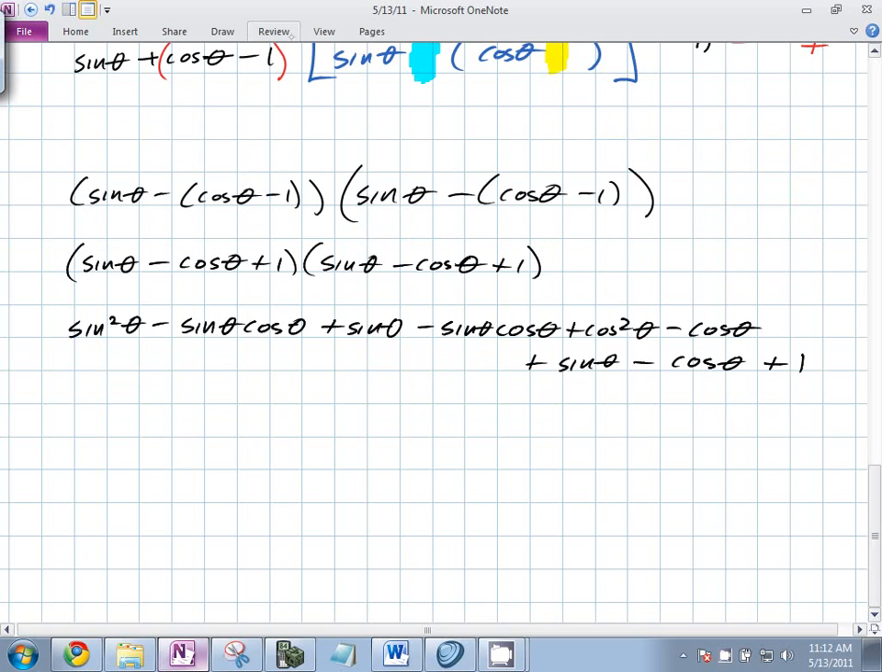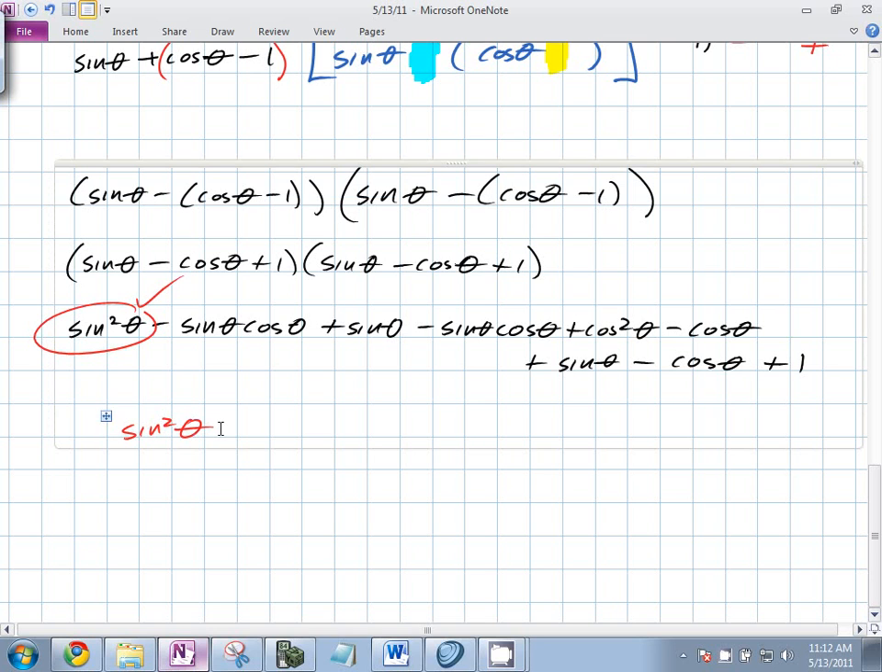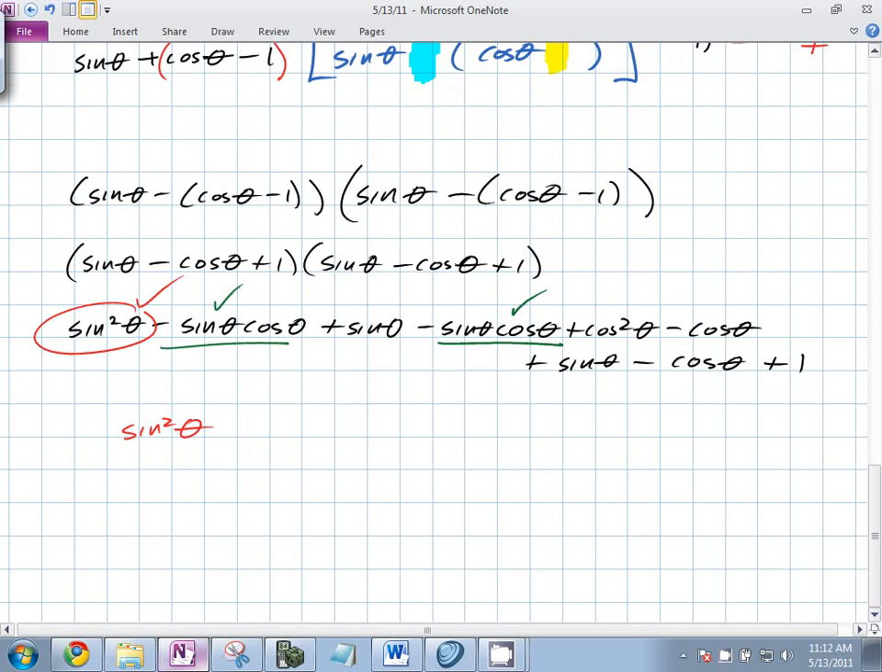Do we have any similar terms here? Okay, we have sine squared. Are there any other sine squareds? No. Now we have negative sine cosine and negative sine cosine. So how many do we have? Negative 2 sine theta cosine theta.